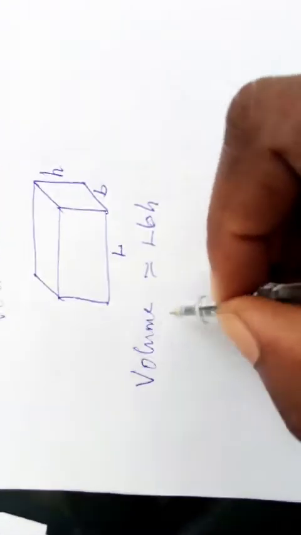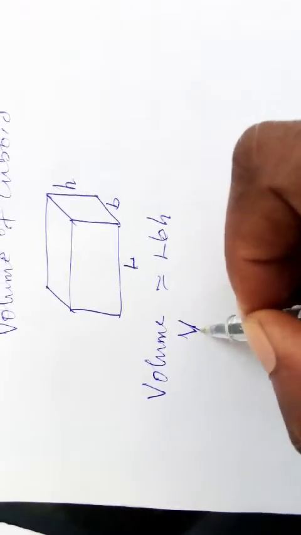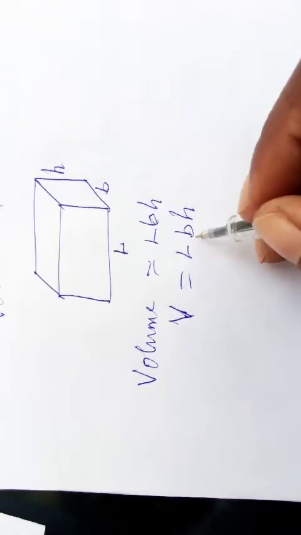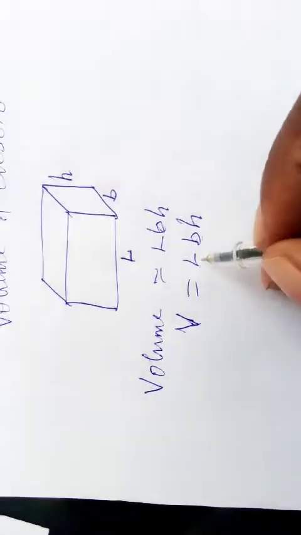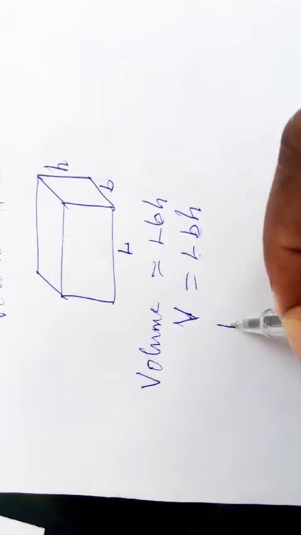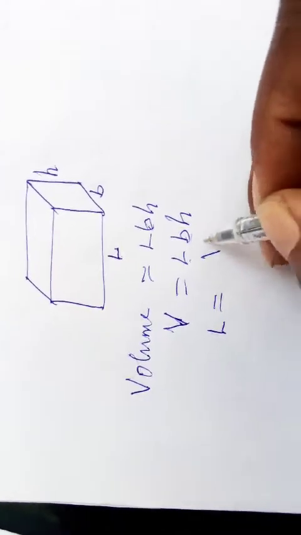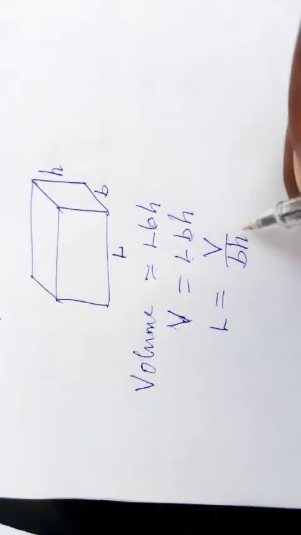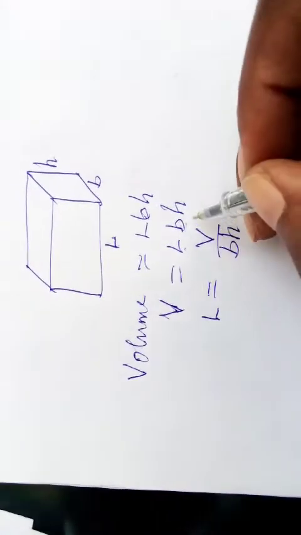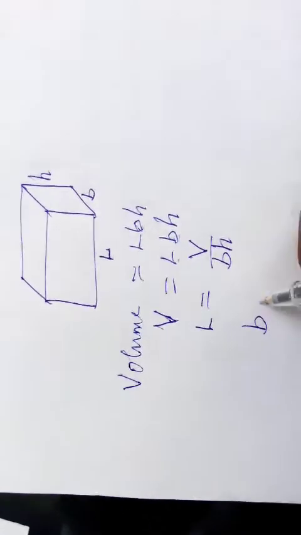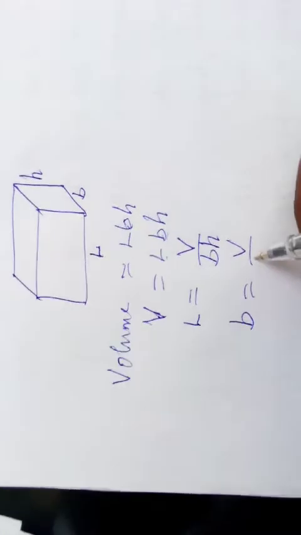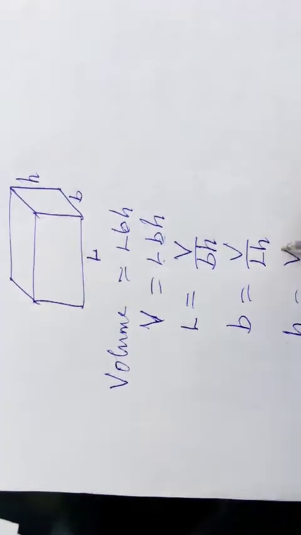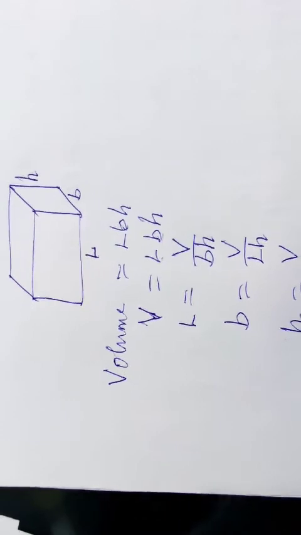So let's rewrite this formula as V, the volume of a cuboid, is equal to LBH. Making L the subject of the formula, we have L, the length of a cuboid, equals volume over breadth times height. The same way, breadth will be volume over length times height, and height will be volume over length times breadth.